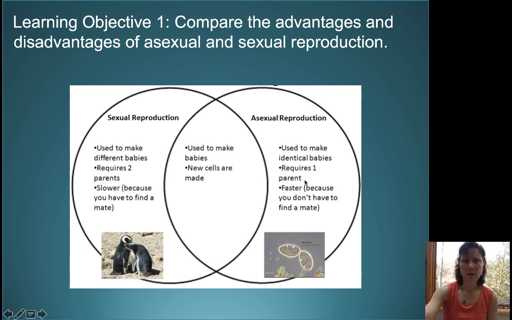offspring. In contrast, asexual reproduction is used to make identical babies, so your offspring are clones of yourself. You only need 1 parent to do that. And of course, it's faster because you don't need a mate. You can get right to it at any time. And what you're going to find is that there are many organisms on the planet that can reproduce both asexually and sexually, and there is a definite pattern as to when they might engage in those different forms.